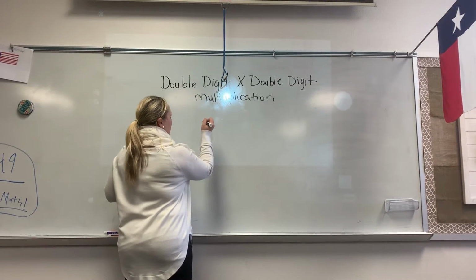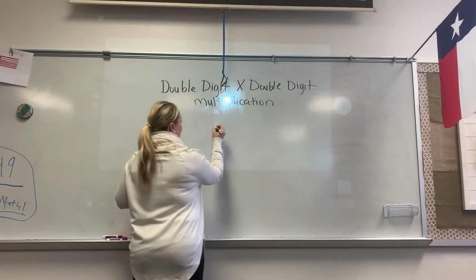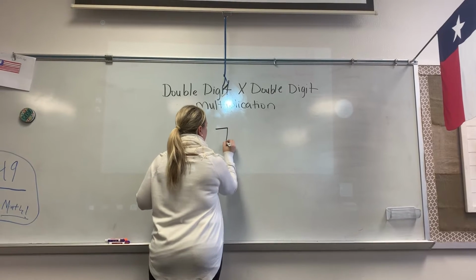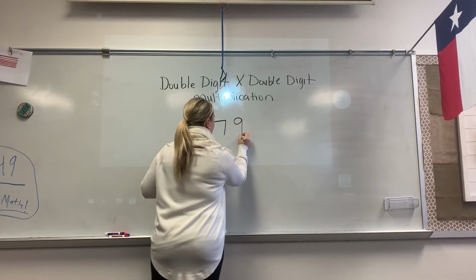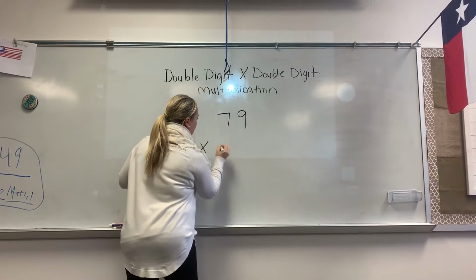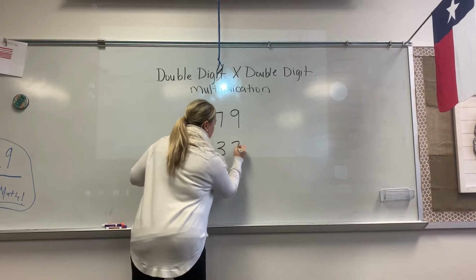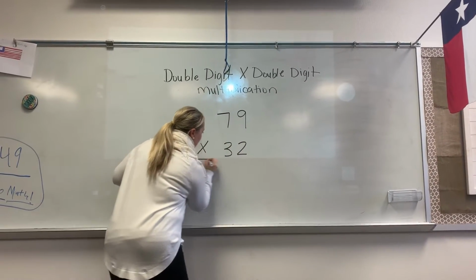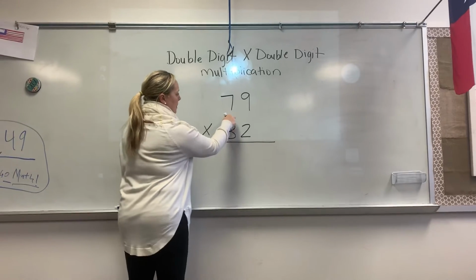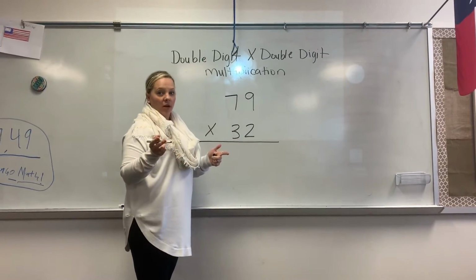All right, guys, double digit by double digit multiplication. I'm going to use the number 79 times 32. Notice that I have left enough space in between my numbers to show my work.